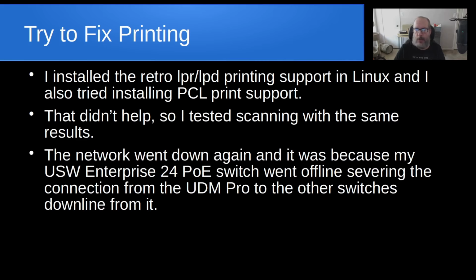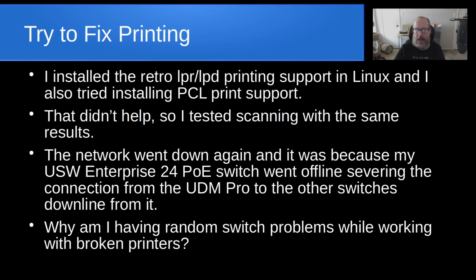So the network went down again, and it was because my USW Enterprise 24 PoE switch went offline, severing the connection from the UDM Pro to all of the other switches downline from it. So this is getting pretty frustrating because now the switch keeps going offline. So why am I having random switch problems while working with broken printers? And that's something that should occur to you at this point.